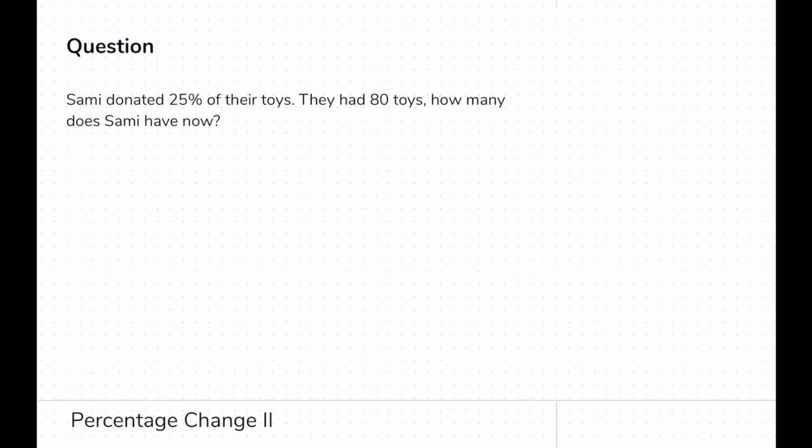So in this question, Sami has donated 25% of their toys. They used to have 80 toys. How many toys do they have now? Well, let's write this out. It's 80 take away 25%, because they've given it away, of 80.